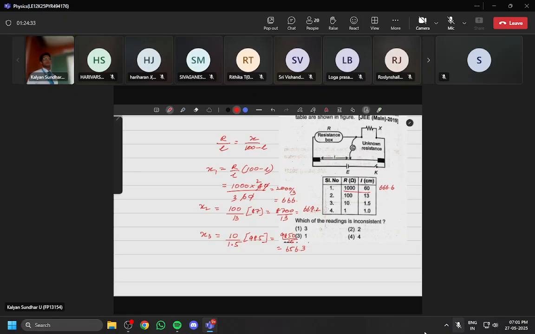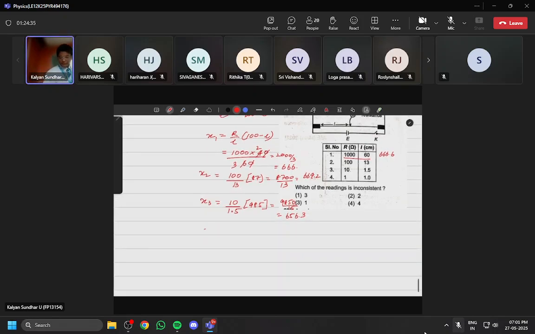Right? These are the readings. For the fourth reading, x4 will be equal to 1 divided by 1 into 99. The answer will be 99. Which one is inconsistent? The fourth value. So the answer will be the fourth one.